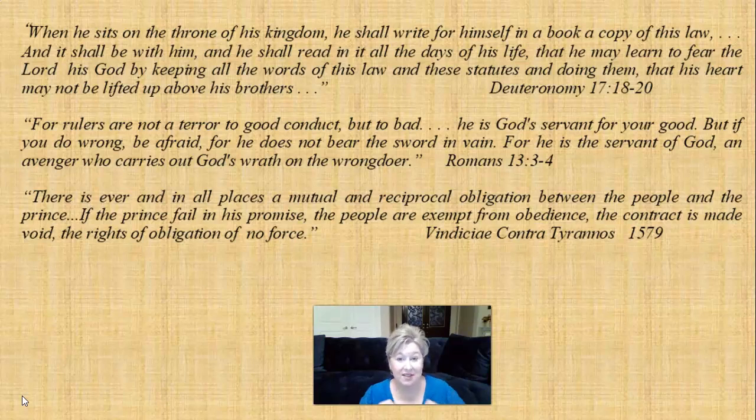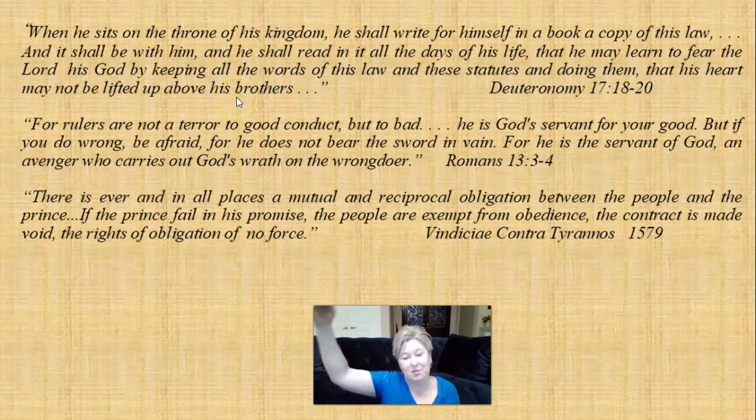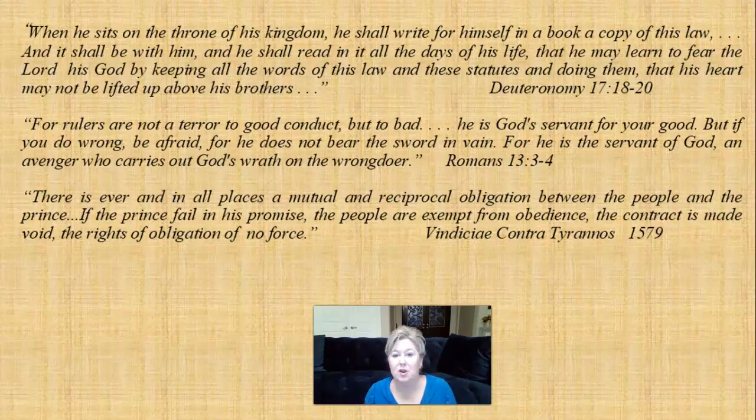Remember Deuteronomy 17:18 through 20. It talked about the first duty of the king of Israel: to write out a book of the law and keep it with him so he wouldn't turn to the right or to the left. Why, guys? So that he wouldn't be lifted up above his brothers, so he wouldn't think he was above the law. Romans 13 talks about the duty of the king: he's not a terror to good conduct, he's a terror to bad conduct.